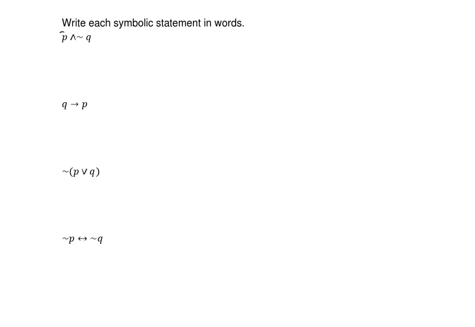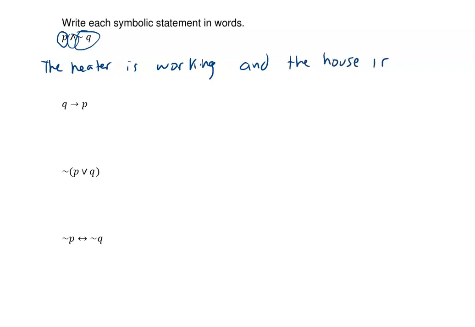So this would translate as P, the heater is working. This symbol is the and symbol, so we put and there. And then not Q would be that the house is not cold. The house is not cold.